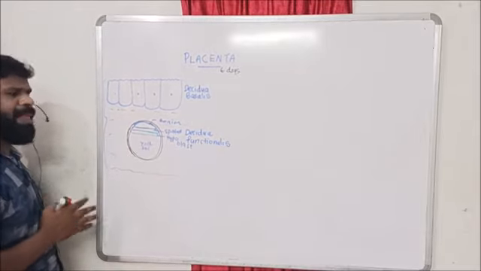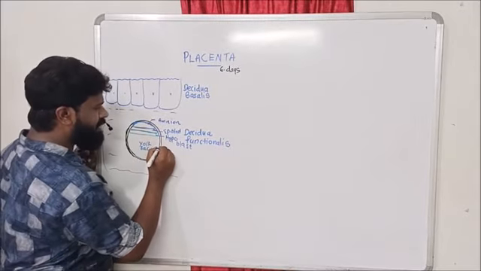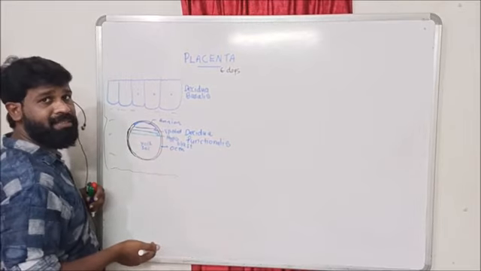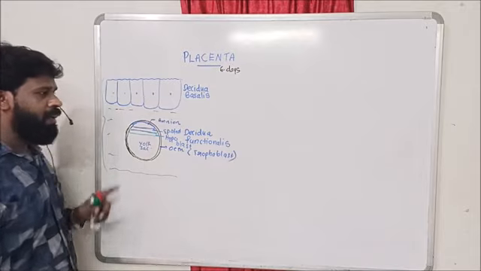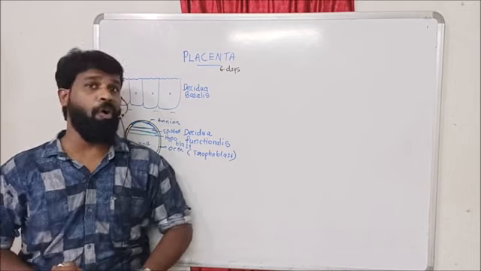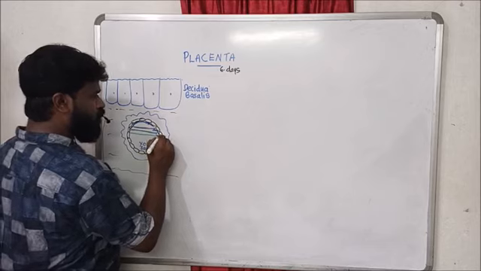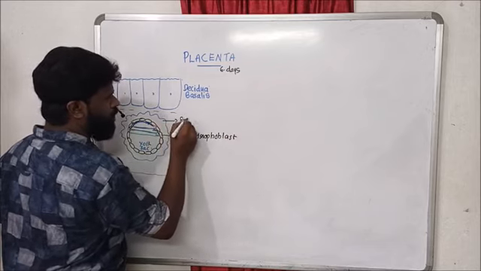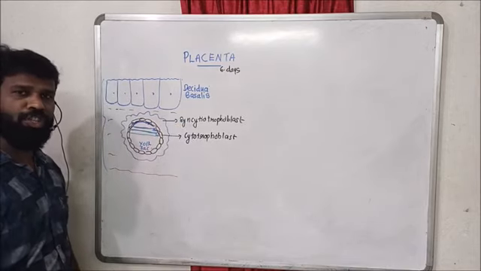See, after this implantation, what is this outer layer? This is the outer cell mass. This outer cell mass is called a trophoblast. After this implantation, this trophoblast split and form cytotrophoblast and syncytiotrophoblast. So this trophoblast split to form cytotrophoblast and syncytiotrophoblast.